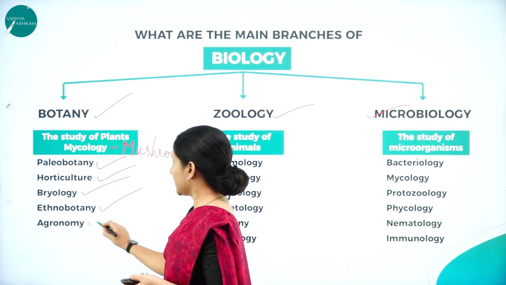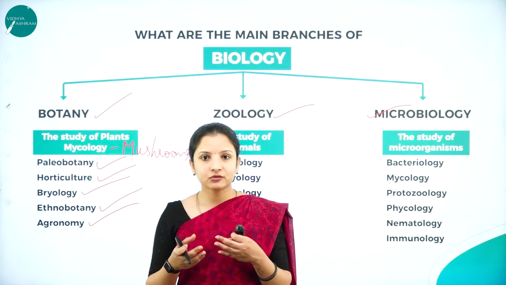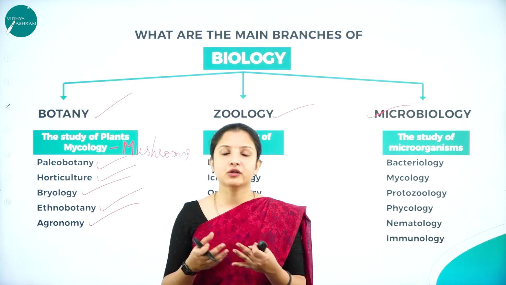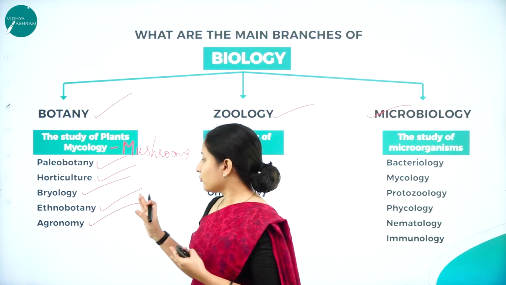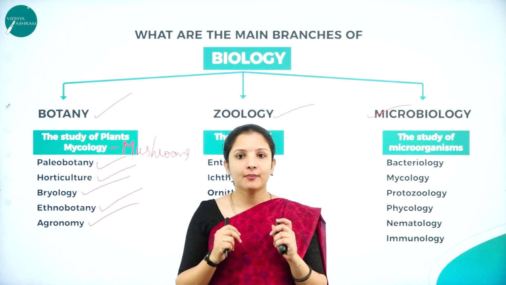Next is agronomy. Agronomy is nothing but the study of crops. In your high school you have studied about crop improvement, crop management and all that. All that comes under agronomy. So much you will study under botany.